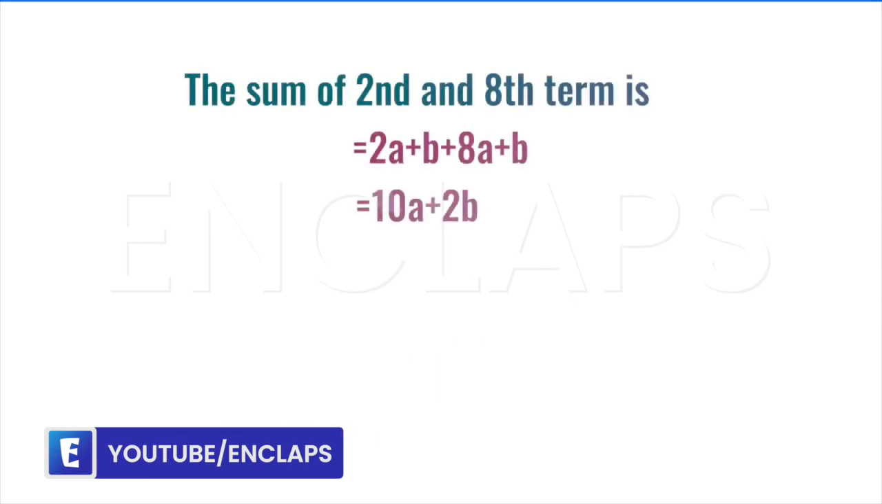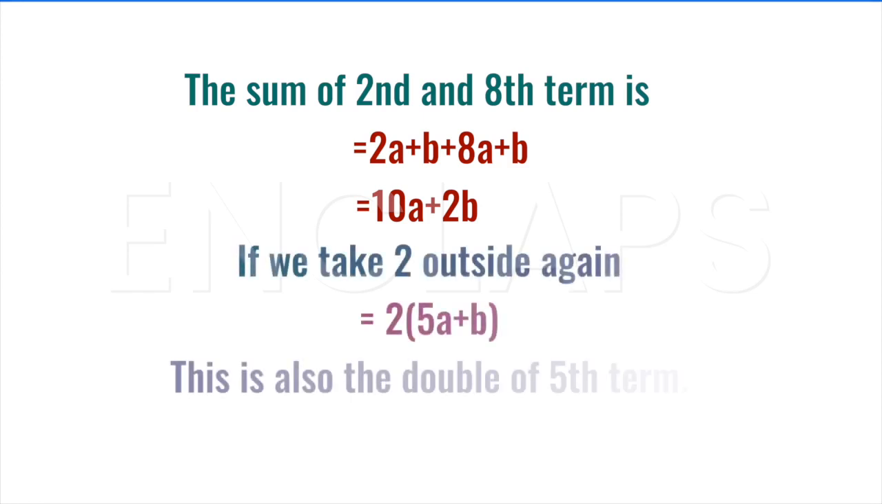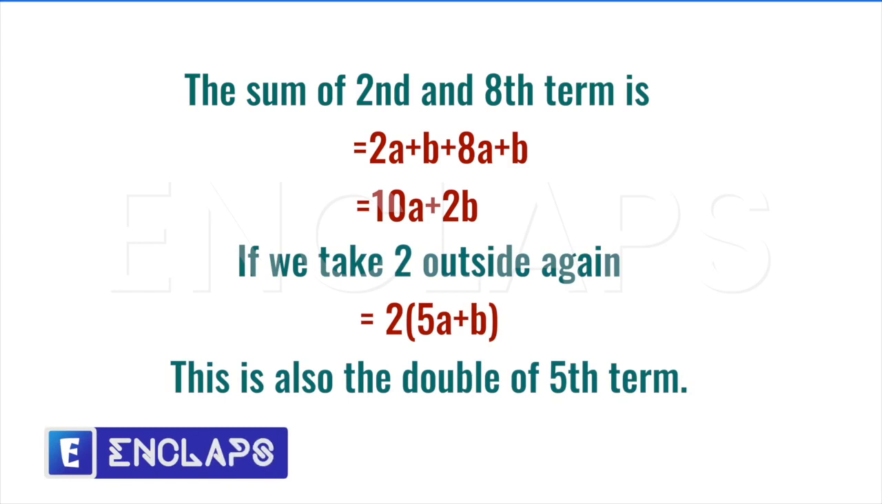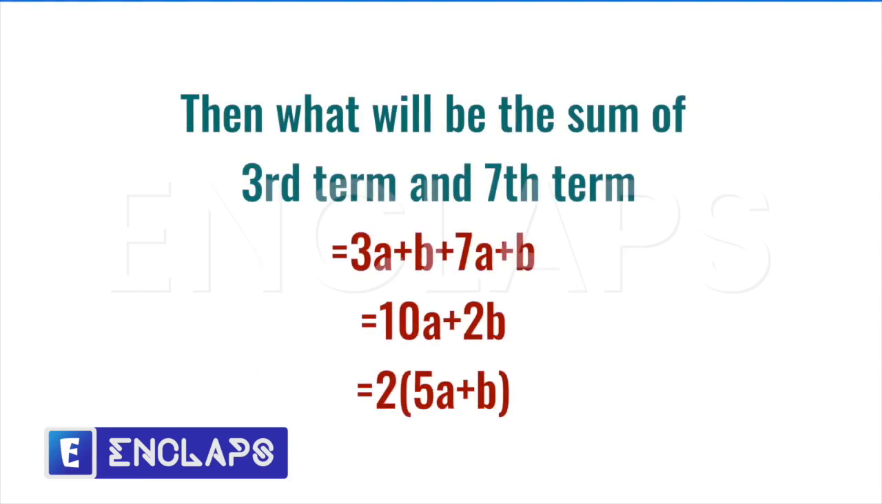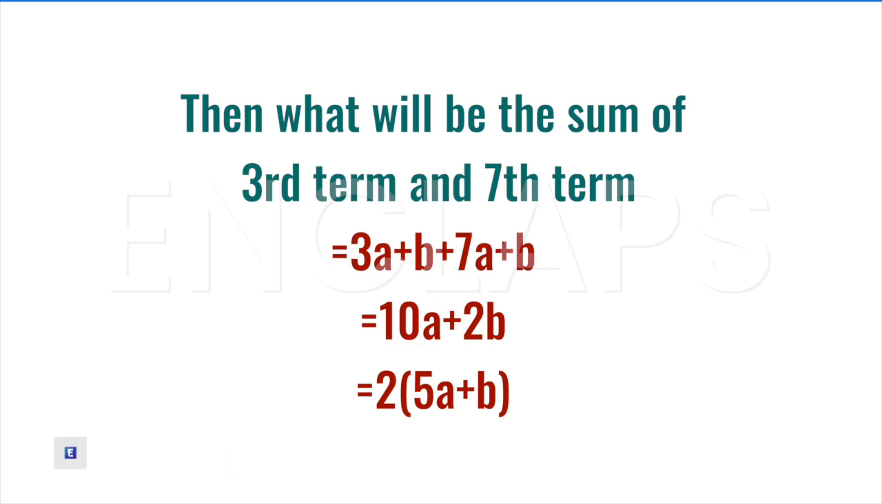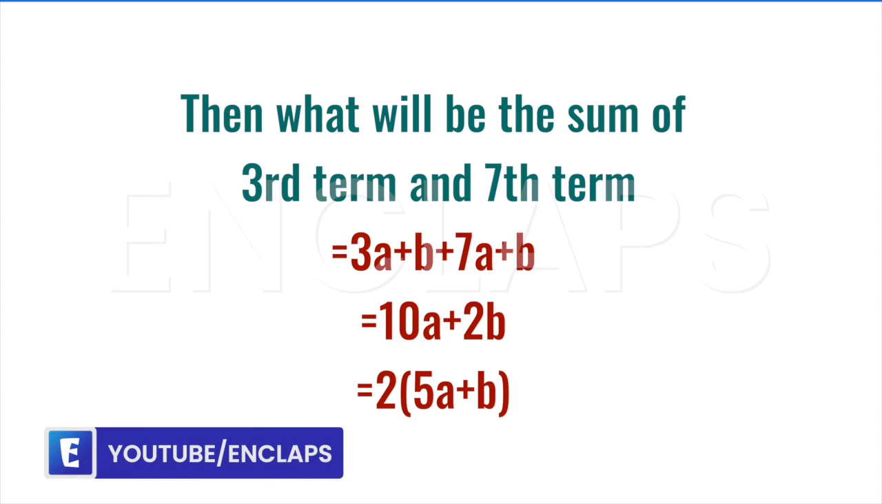The sum of the 2nd term and the 8th term can be written as 2a plus b plus 8a plus b, which is also equal to 10a plus 2b. Again, if we take 2 outside, 2 into 5a plus b. This is also double the 5th term. Then what will be the sum of the 3rd term and the 7th term? That is 3a plus b plus 7a plus b, which can also be written as 10a plus 2b. If we take 2 common outside, that is 2 into 5a plus b, again it is double the 5th term.